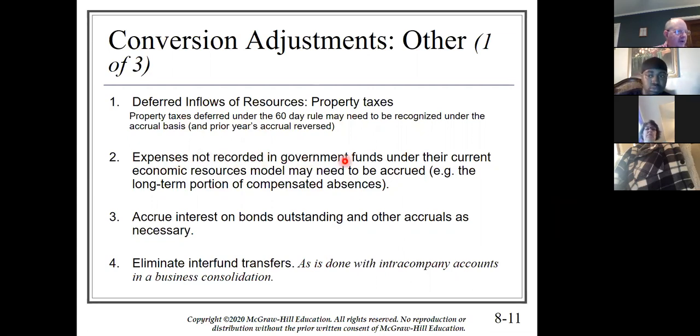Expenses not recorded in government funds in their model may need to be accrued. The example they're giving is that the governmental funds didn't record the cost of compensated absences, so they would record that. They have to record accrued interest expense and other accruals, and then eliminate interfund transfers.